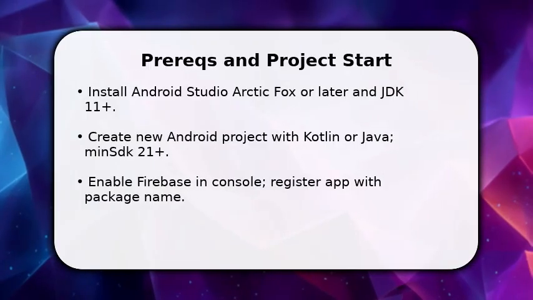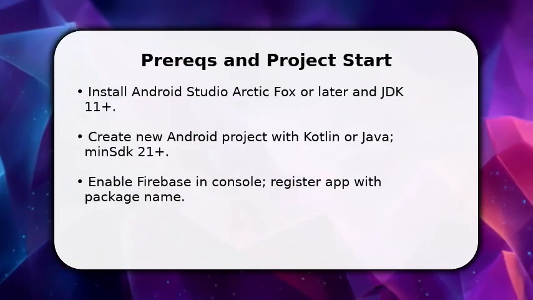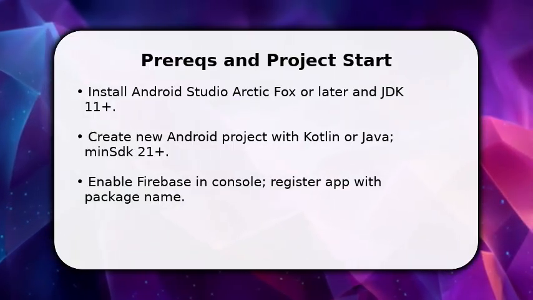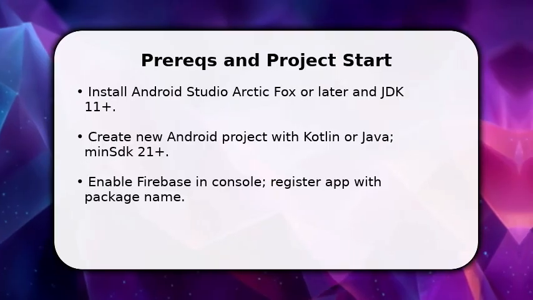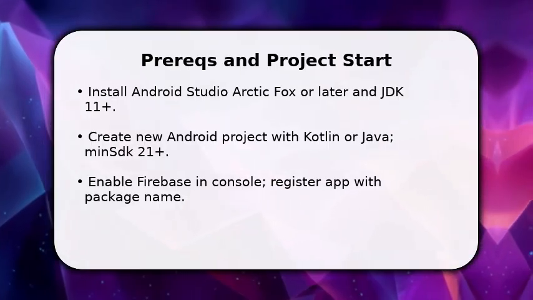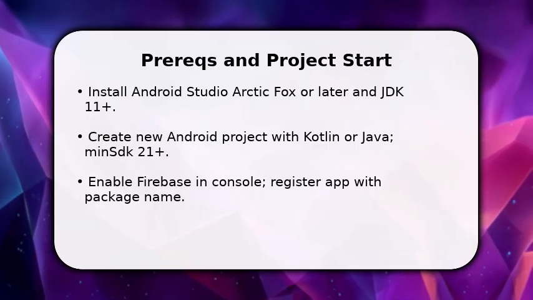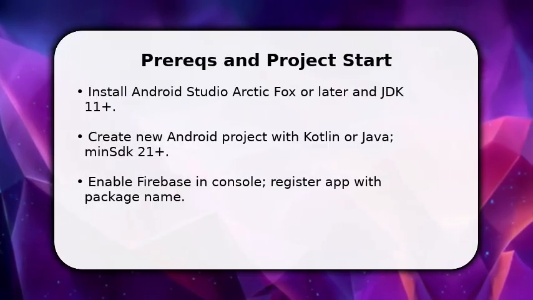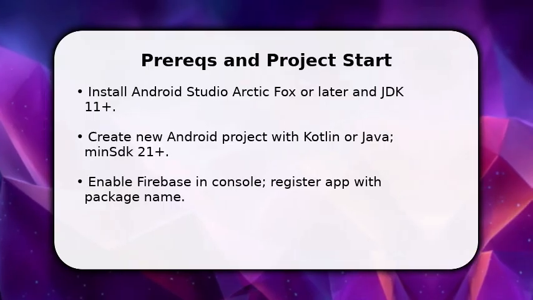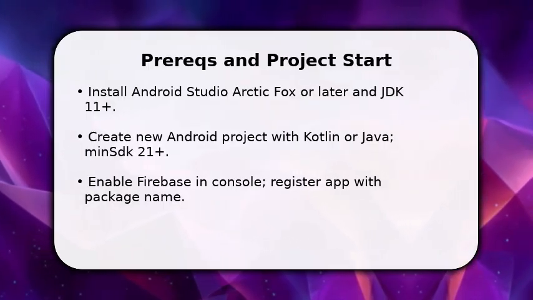You already have Android Studio and a Google account, so start by creating a new Android project and choose Kotlin or Java. Next, go to the Firebase console and add an Android app using your app package name. Download the google-services.json file and place it into the app/ folder.